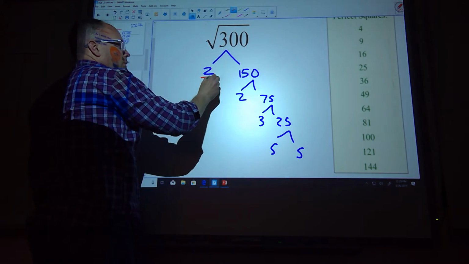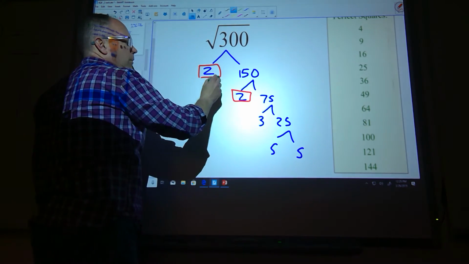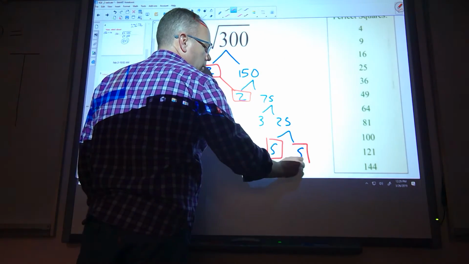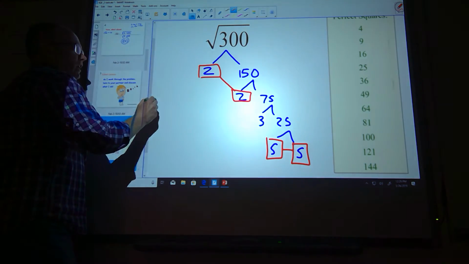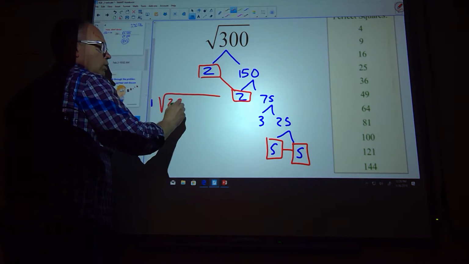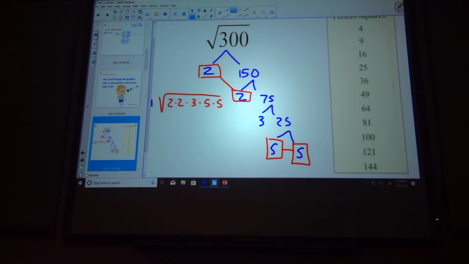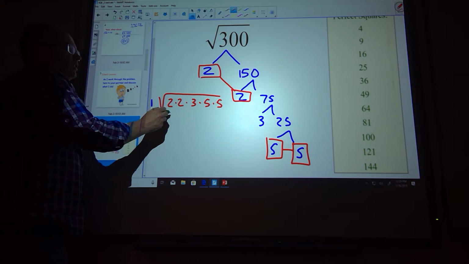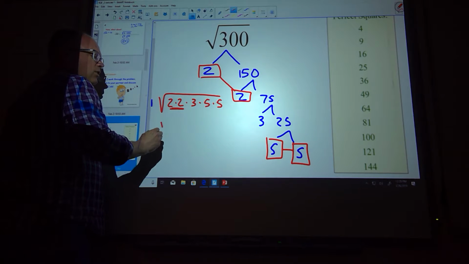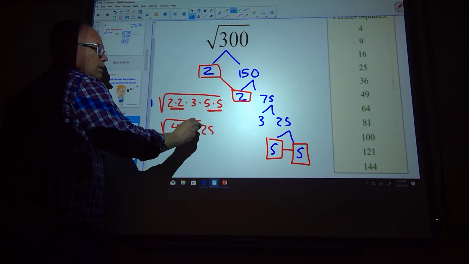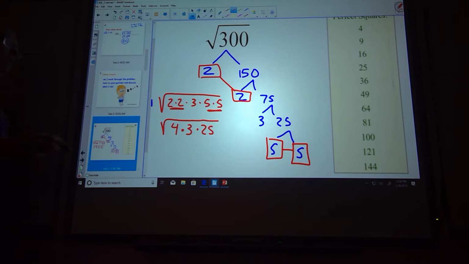And any pairs of numbers you have become a perfect square if you multiply them together. So any pairs that you have become that. So that means that the square root of 300 is the same thing as 2 times 2 times 3 times 5 times 5. Does that make sense? With the square root of 300? I thought you said 100. Oh, I might have. All right, so let's break this up a little bit. Is that the same thing as 4? And is this the same thing as 25? And 4 times 25 is what?